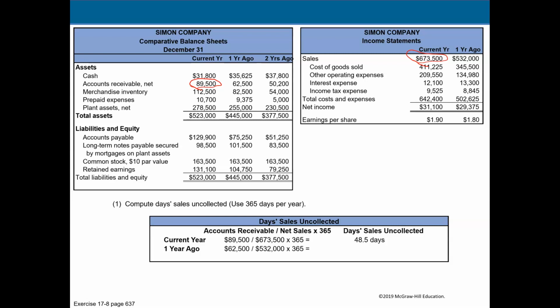And then let's do one year ago. $62,500 accounts receivable one year ago, divided by the net sales for one year ago of $532,000. Multiply by 365, and you should get 42.9 days. So from last year to the current year, they've increased about 6 days, which is not good.